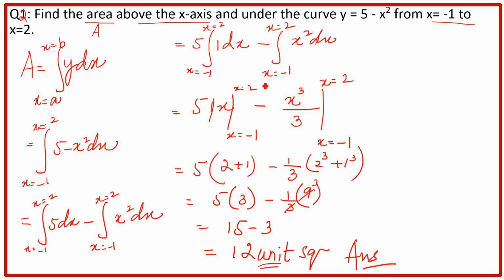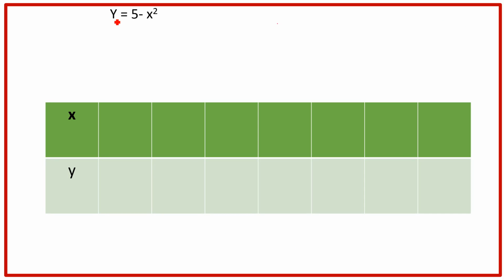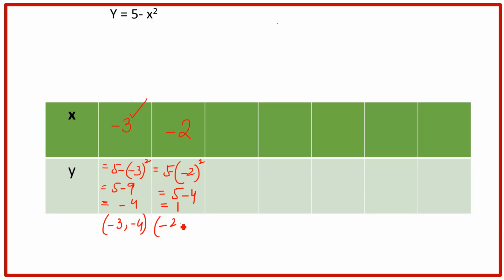But I will show you with the help of a graph what is the meaning of above the x-axis. In this way your concept will be more clear. So this is our curve, y equals 5 minus x square. In this curve, put the value of x first, minus 3. It will be 5 minus 3 square, because this is x square, and it will be 5 minus 9, which is equal to minus 4. So our first coordinate is minus 3, minus 4. Keep in mind, always write the x coordinate first and then y. Now we will put x equals minus 2. You can start from minus 4, minus 5, whatever. I have started from minus 3. So for minus 2, it is 5 minus 4 equals 1. So our coordinate is minus 2 and 1.